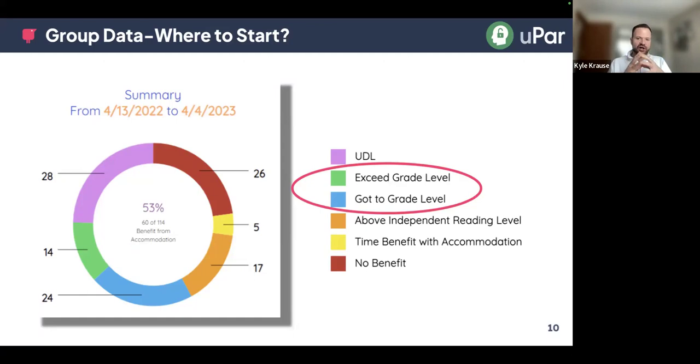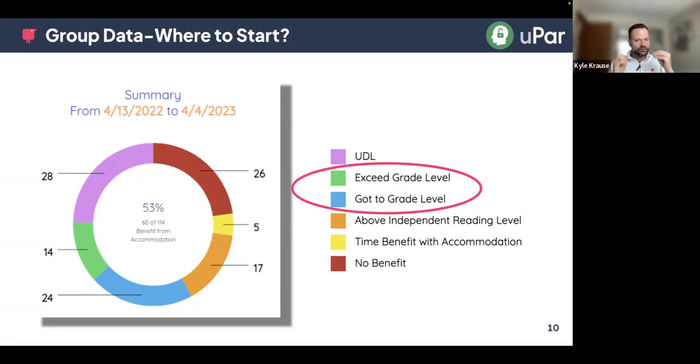But as you are starting, I always recommend that you start with these 2 colors on that color wheel. And these are going to be these 2 recommendations of exceeded grade level and got to grade level. Students that fall within those 2 recommendation categories are students that show the greatest benefit when they have that read aloud support versus what they can do independently. And we'll actually look at some reports here to show you that.